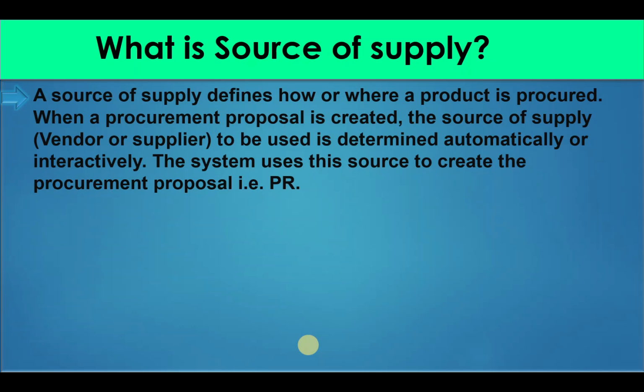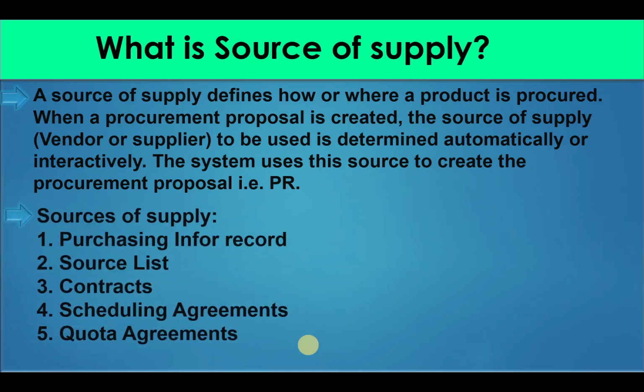So in a nutshell, source of supply is nothing but to identify the right vendor from data, either transactional data or master data that we have maintained. Transactional data means here we can say contract, scheduling agreement or quota agreements, and master data we can say source list or purchasing info record. So these five are the sources of supply in SAP MM.